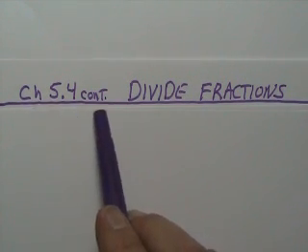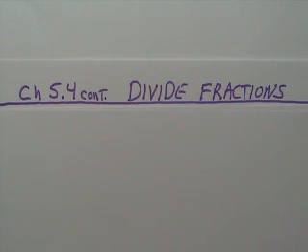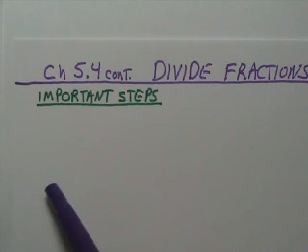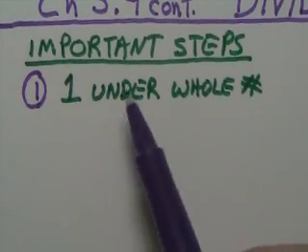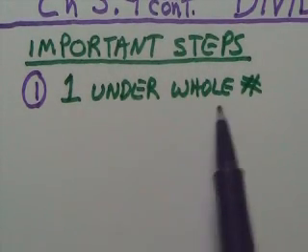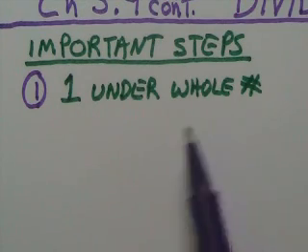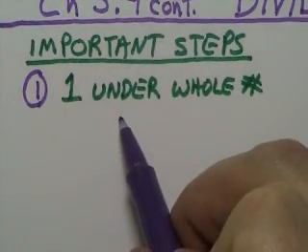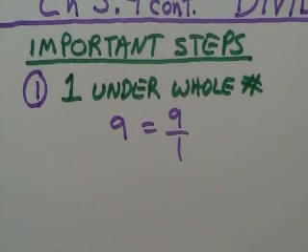Okay, chapter 5.4 continued. We'll divide fractions today. The first step is whenever you have a whole number, put a 1 under it. So put a 1 under a whole number. For example, if you have 9, you just put a 1 under it. 9 over 1.